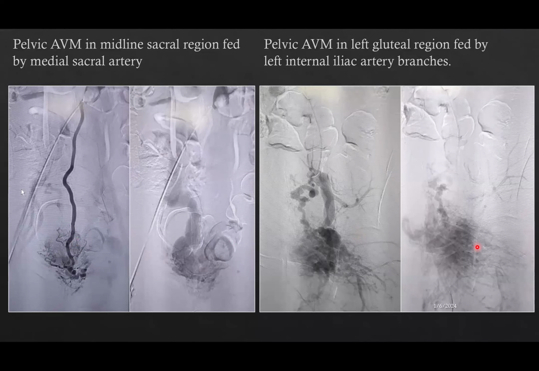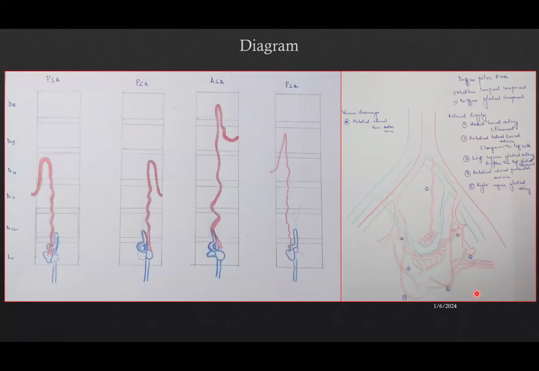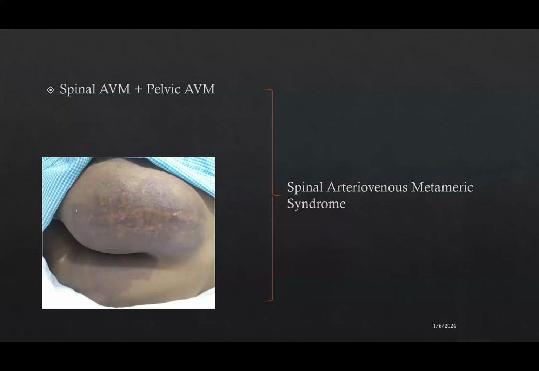So just a diagrammatic representation. He had supply from the radiculomedullary branches, which were one anterior spinal and 3 posterior spinal arteries, and a very complex AVM in the pelvis. So overall, it is a spinal AVM with a pelvic AVM. So mostly a spinal arteriovenous metameric syndrome.